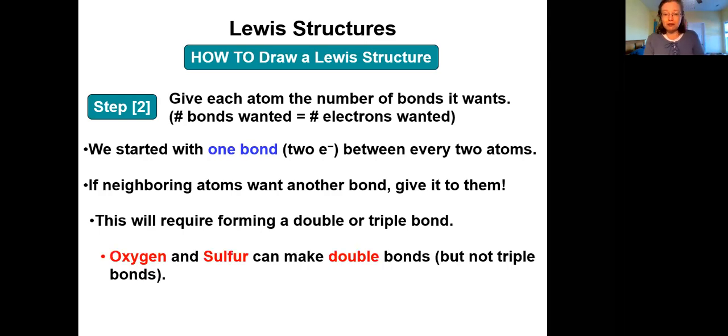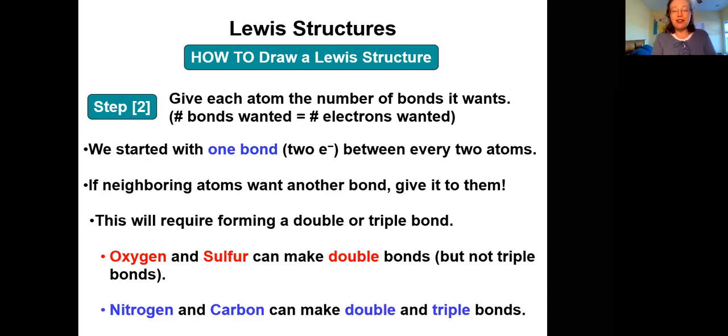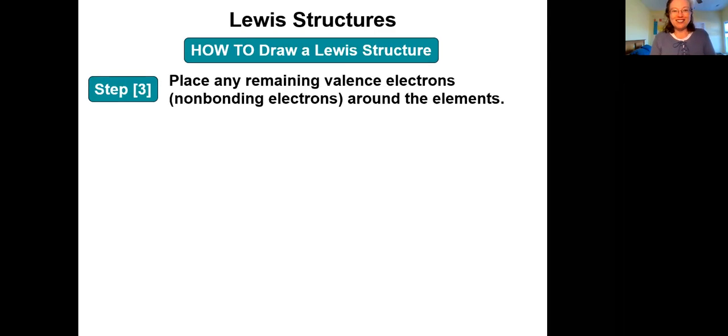Oxygen and sulfur can make double bonds, but not triple bonds. Carbon and nitrogen make double and triple bonds to each other or to themselves. So between 2 nitrogen atoms or 2 carbon atoms, or between nitrogen and carbon, we can get a triple bond or double. All right. And then lastly, we place any remaining valence electrons, non-bonding electrons, around the elements. So I kind of jumped the gun there when I helped you do it on the nitrogen. I just didn't like the look of leaving that particular molecule without the lone pair of electrons.